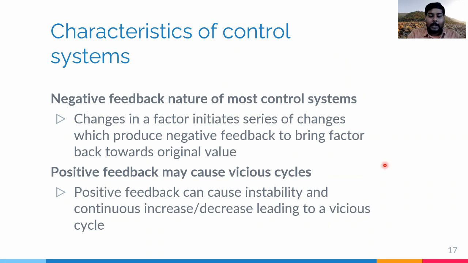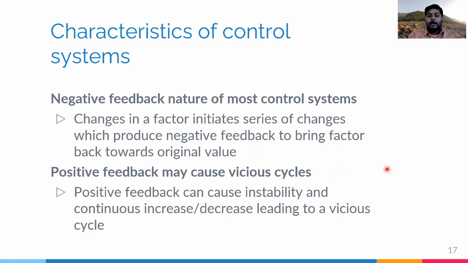Examples of these negative feedback control systems are many, as most control systems are negative feedback in nature, and we have already cited these examples in the previous slide. The other type of control systems may include positive feedback control systems.